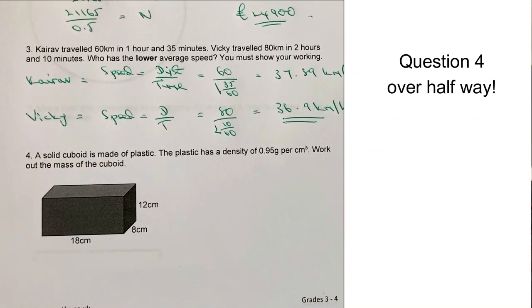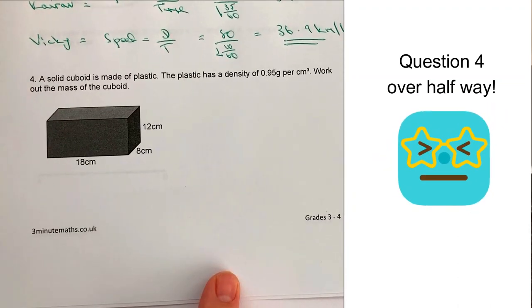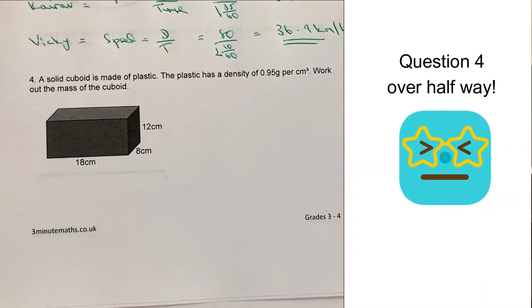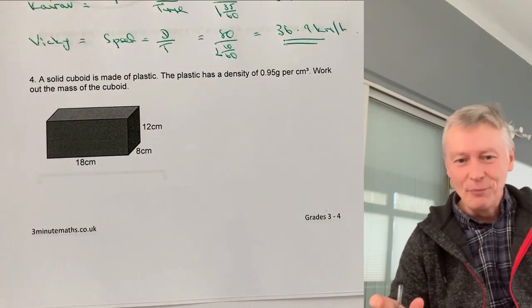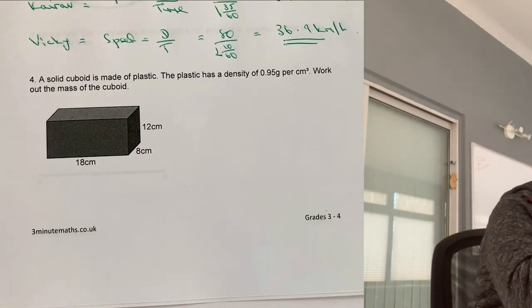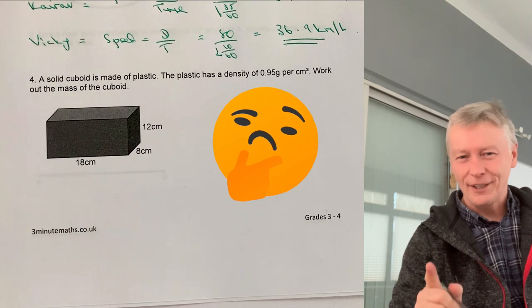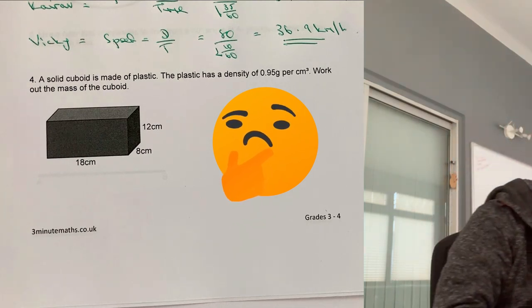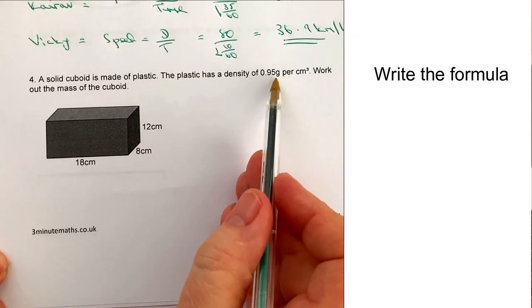Okay, so question number four, we've got a solid cuboid is made of plastic. Okay, don't get too hung up about this word cuboid. It just basically means a cube. Okay, so a cube is made of plastic. It's not really a cube, it's a rectangular prism. Just remember that. Okay, so this cuboid is made of plastic. Plastic has a density of that.